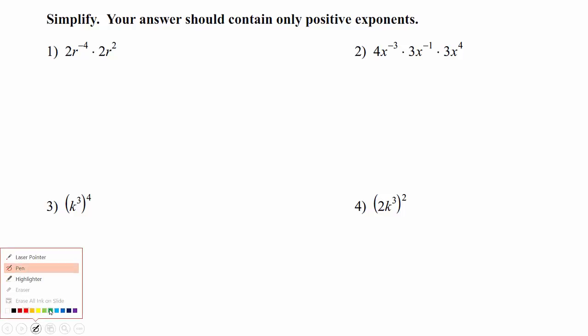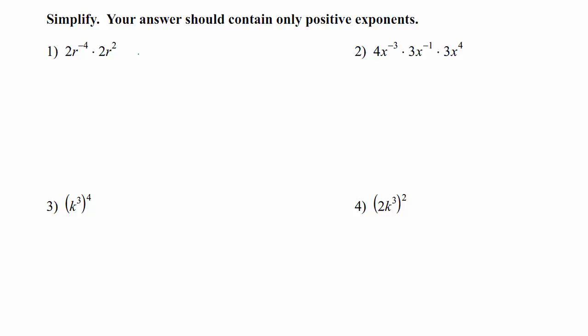This is a video to review Chapter 8 in an Algebra 1 class, which in this case is covering exponent rules and scientific notation. So here we go. This first section, which has a lot of problems, the only instructions you have are simplify and that your answer should contain only positive exponents.